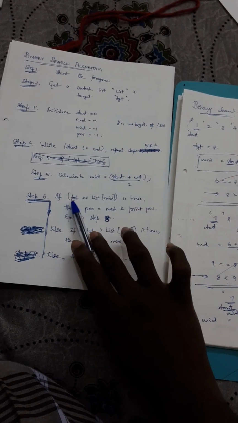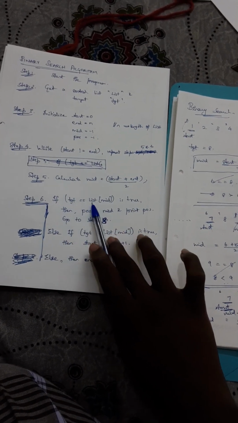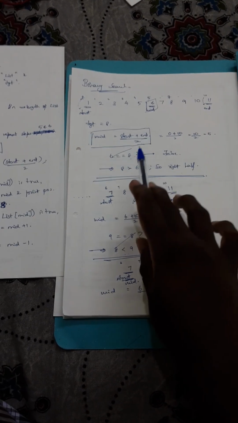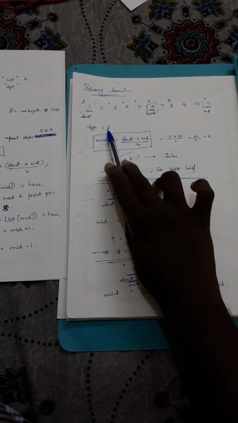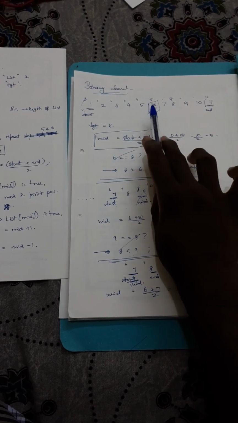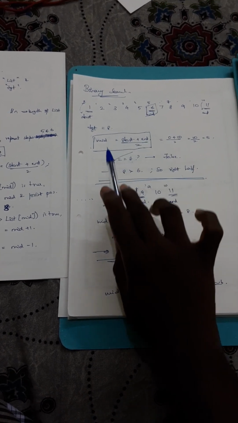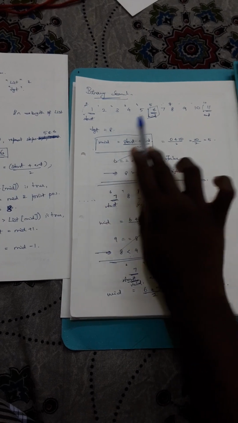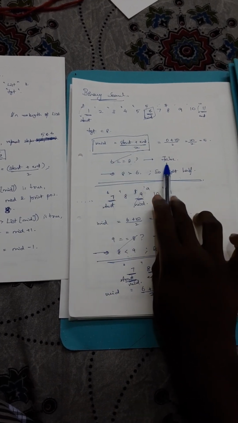Then we compare if target is equal to list of mid. The target would be 8. So is 8 equal to list of mid? Mid will be 5, so list of 5 is 6. Is 6 equal to 8? That is, is the target equal to this? Is that true? No, that is false.